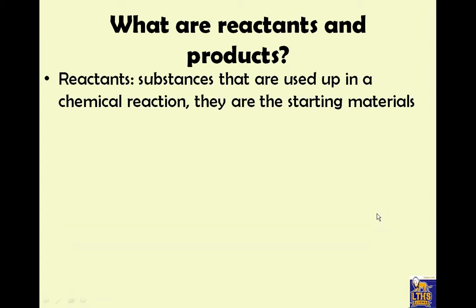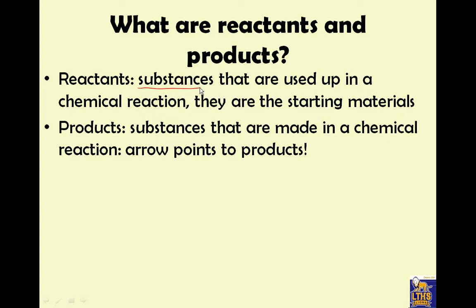Okay, so reactants and products. Reactants are your substances that are the starting materials. They get used up. So when you start a reaction, it's all reactants. When you finish a reaction, they're gone, because they've turned into products. So reactants are substances that are starting materials. They get used up. Products are new chemicals made in a chemical reaction. New substances that are made in a chemical reaction.